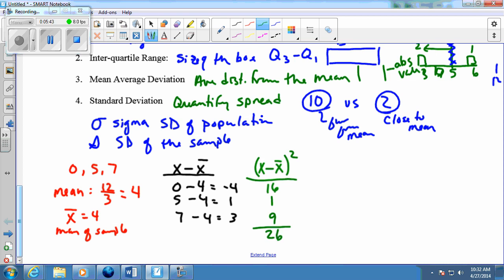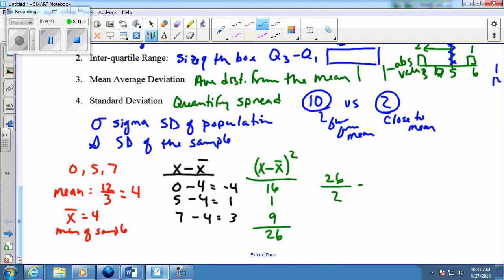Then, since this is the average distance, I'm going to find the sum, which is 26. Once I've added them up, we're going to take those 26 and divide by not 3. There are 3 values, so if I was finding the arithmetic average, I would divide by 3. But in this case, we're going to divide by 2 because of this idea of degrees of freedom. What degrees of freedom says is that 2 of these were free to be whatever they wanted to, but the last one was stuck. We'll talk a little bit more about that in class.